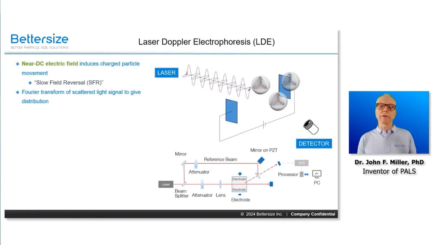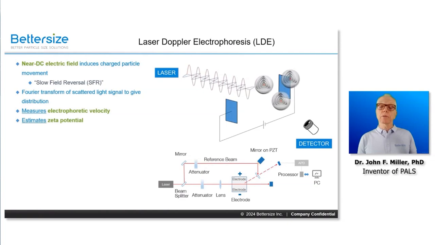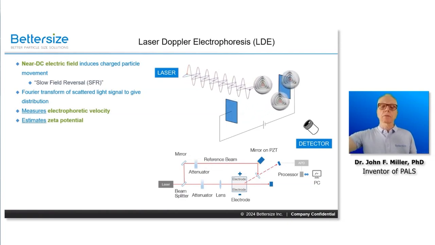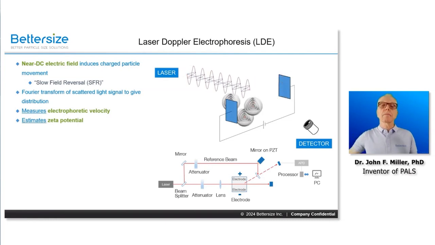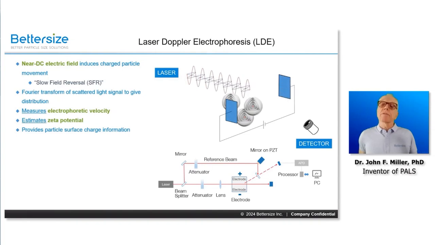Using the scattering vector, we can determine the velocity distribution of the particles. Knowing the electric field, we can calculate the electrophoretic mobility, which measures the particle's response to the electric field. The zeta potential, an indicator of particle surface charge, can be estimated using theoretical models. Hence, electrophoretic light scattering provides us with particle surface charge information.